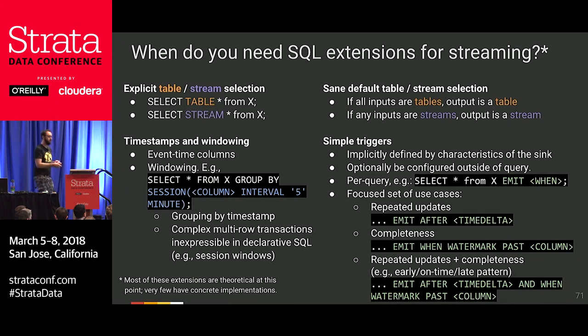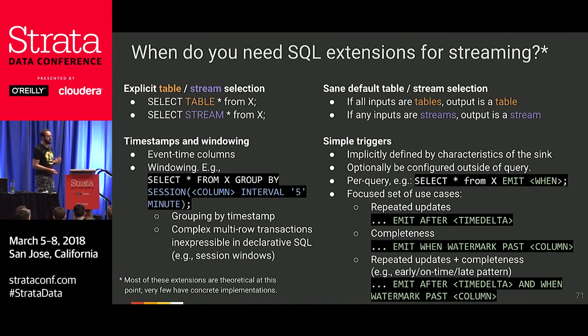Or if you want completeness, if you want to do the watermark thing like we did, where you get more of a batch style, single answer per window, you can say, emit when the watermark is past this given timestamp column, which is probably the end of the window. Or maybe you might want to mix those, like we did in our last example, with a watermark followed by some kind of late data trigger. You can imagine doing that. And that's really kind of it.